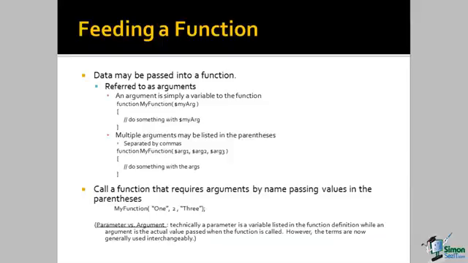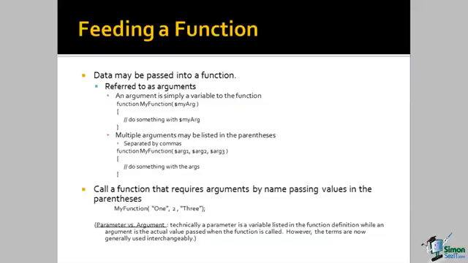So in this example, the string 1 will be assigned to arg1. The integer 2 will be assigned to arg2, and the string 3 will be assigned to arg3. Those names, those variable names, are how we, within our function code block, can access that data and act upon it.